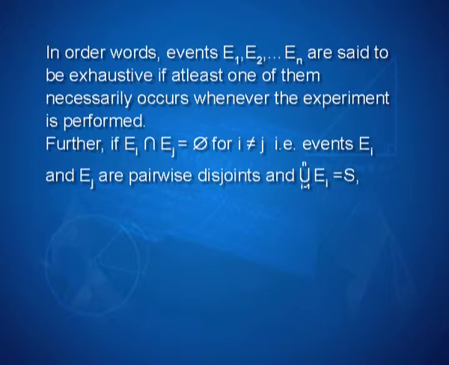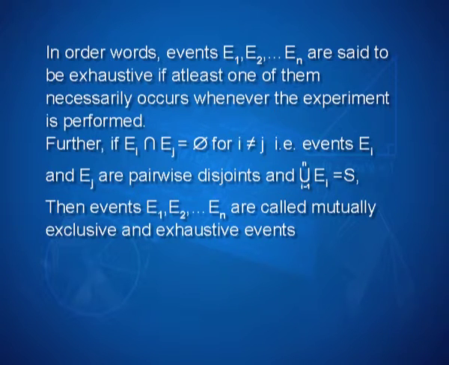Further, if Ei intersection Ej is equal to phi for i not equal to j, that is, events Ei and Ej are pairwise disjoint, and the union of Ei, i ranging from 1 to n, is equal to S, then events E1, E2 so on En are called mutually exclusive and exhaustive events.